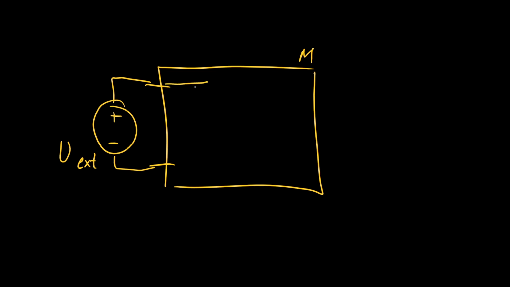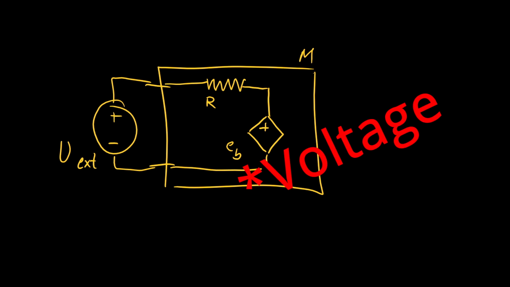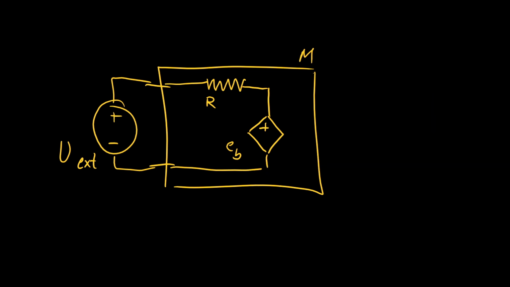Inside the motor, there's some internal resistance, so we'll model this as just a resistor. And then we know as the motor is turning, it's producing some back EMF. So the resistance we'll call R, and the back EMF, we usually call that EB. And that EB is providing, as we are rotating, a current that is counter to the voltage that we're providing.